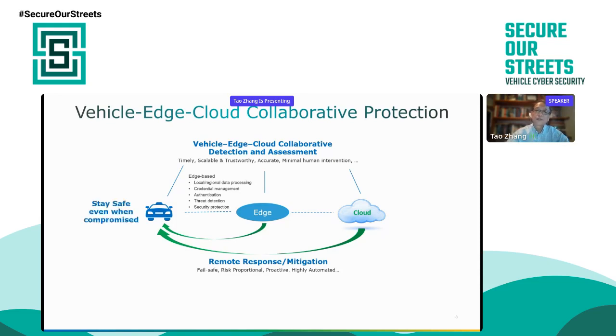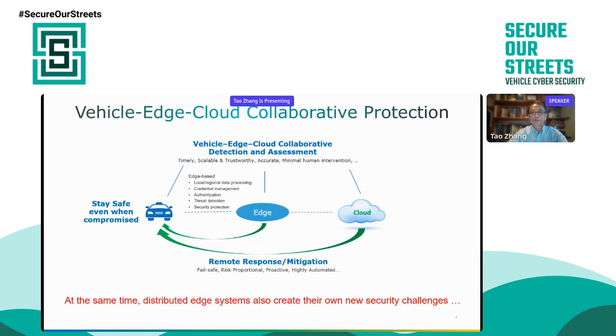And last but not least, throughout this whole process, you want the car to be able to stay safe, even when it is compromised. And so your mitigation methods need to be graceful and safe. That has to do with how much intelligence you want to keep on the car, and how much intelligence you can supplement from off-car systems.